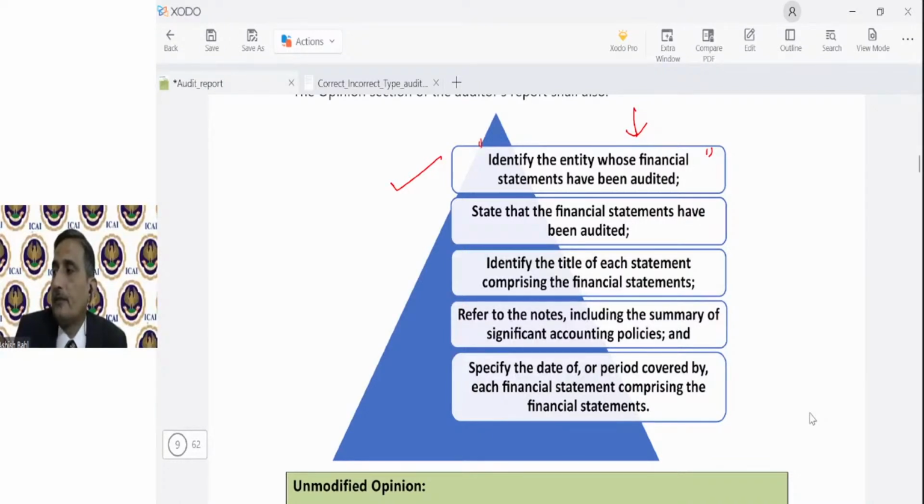Okay. So again it is very simple. State that financial statements have been audited. You have to state that in fact you have audited the financial statements. You have to expressly state.